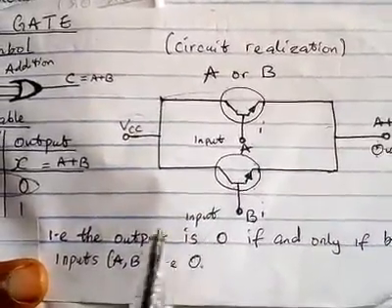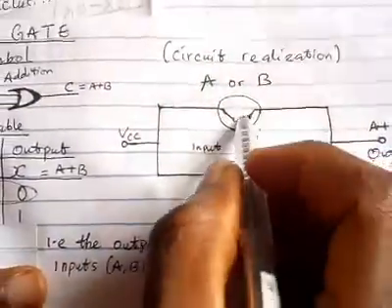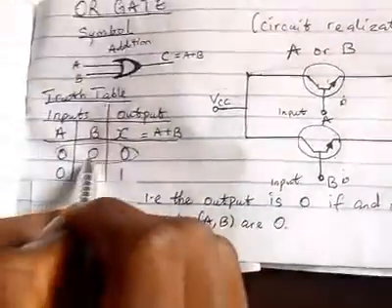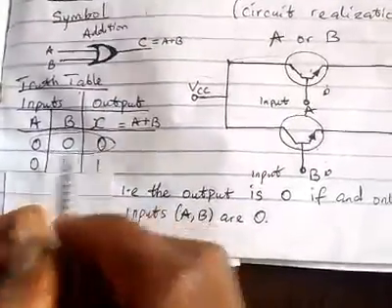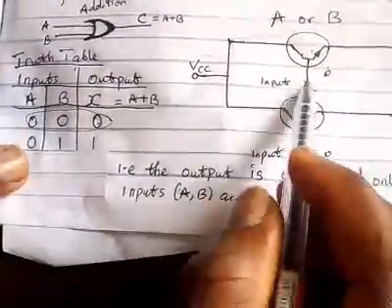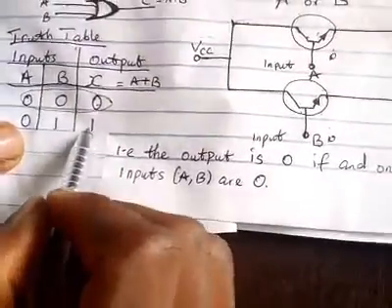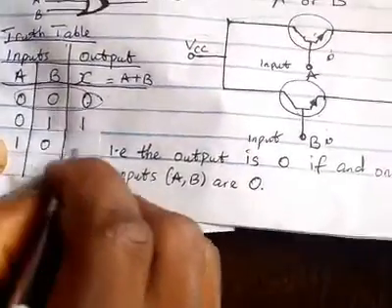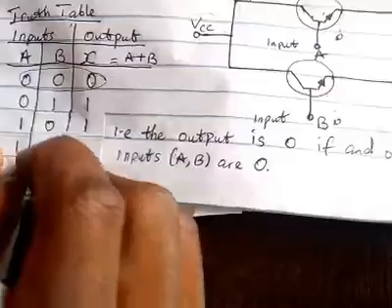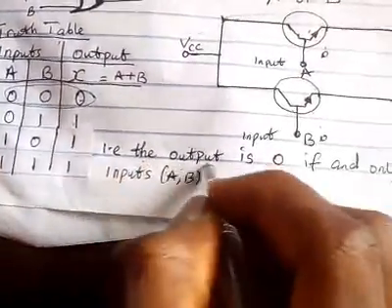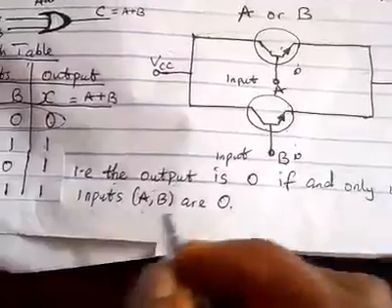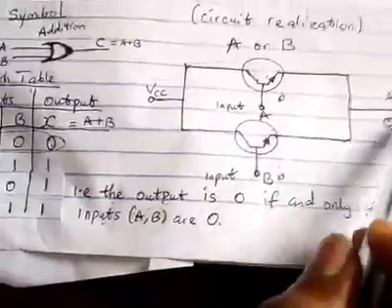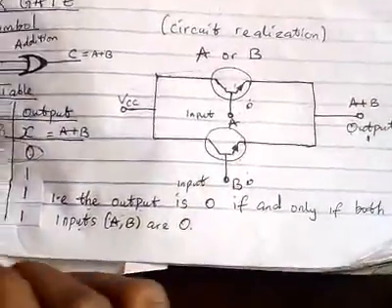Now, the only way the output is going to be 0 is if both inputs are off. That is, A is 0 and B is 0, then the output is 0. Remember, if one input is 1, the output will be 1. Even if it's only the second one that is on, the output will still be 1. And even if both are on, the output will still be 1. That is, the output is 0 if and only if both inputs A and B are 0. That is, for the OR gate, you only have 0 as the output when both inputs A and B are 0.